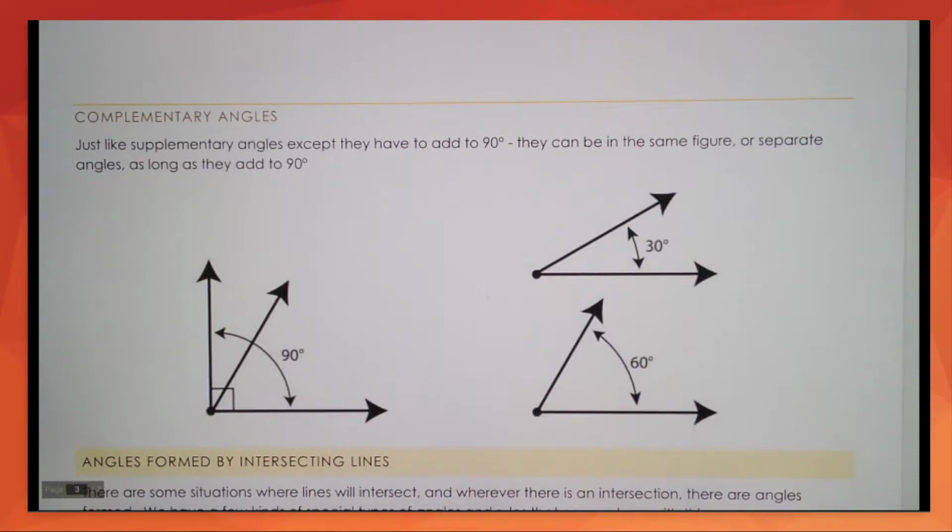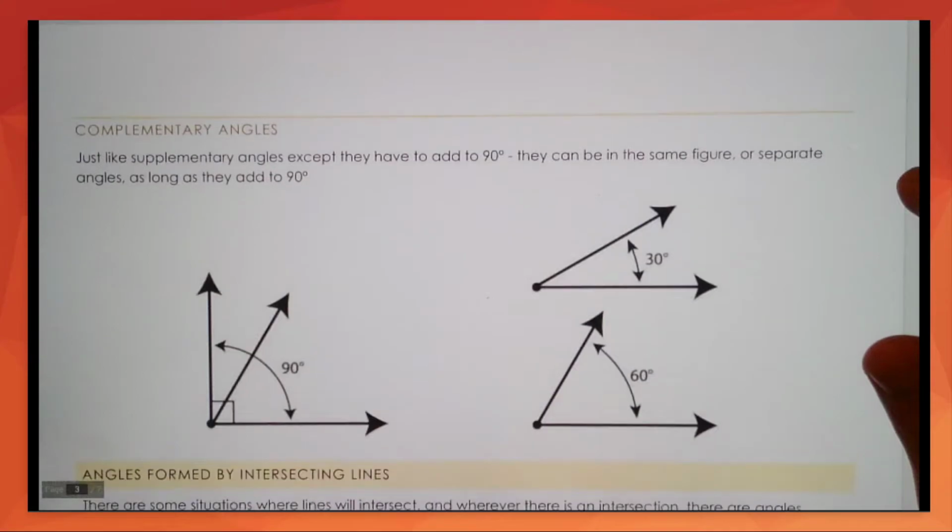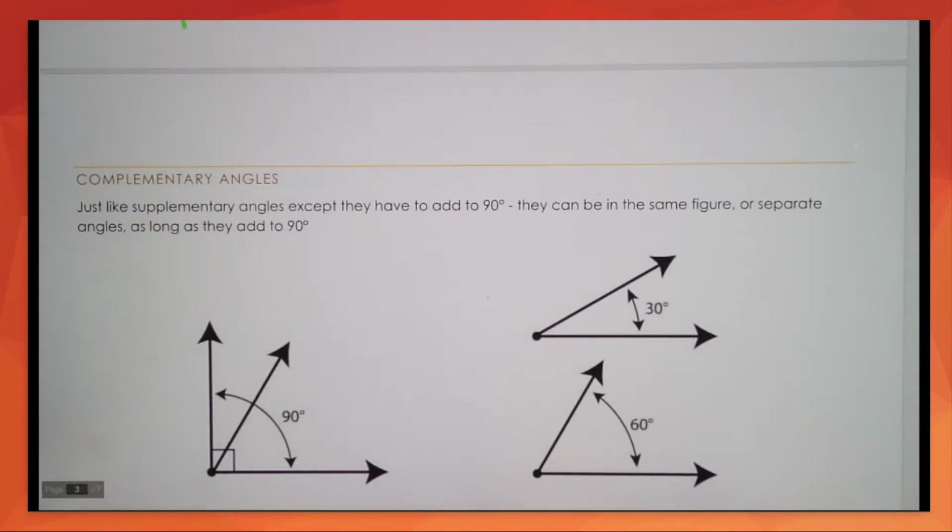And then you could also have complementary angles that are not on the same figure. That would be this example here where you have one angle that measures 30 and another that measures 60. Well, 30 and 60 adds up to 90, and so these angles would be complementary to each other. So that is sort of the basics of supplementary and complementary angles.